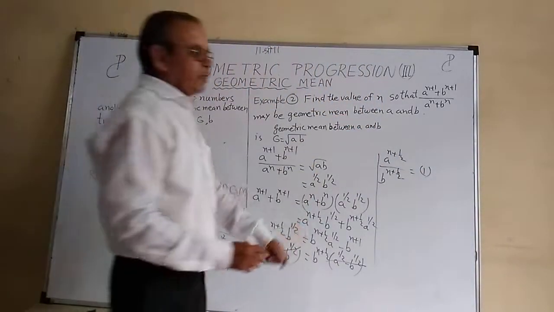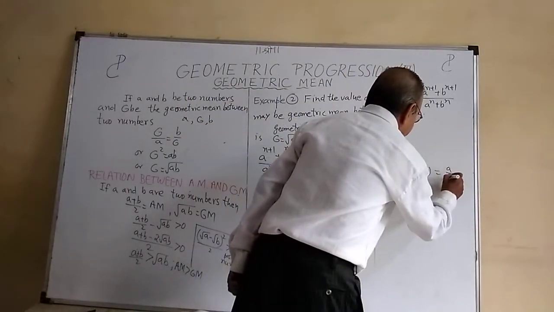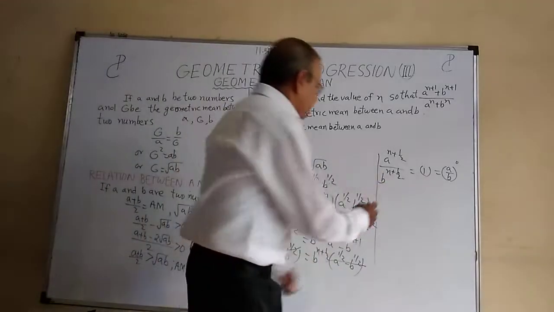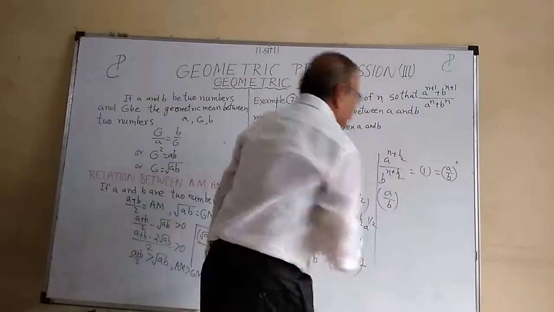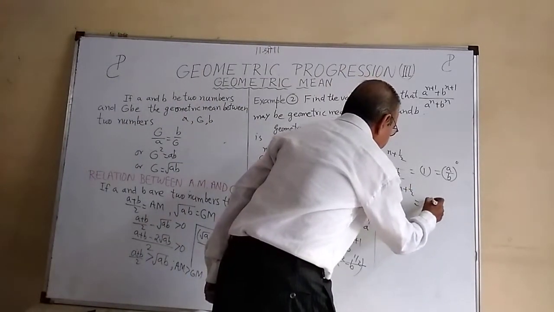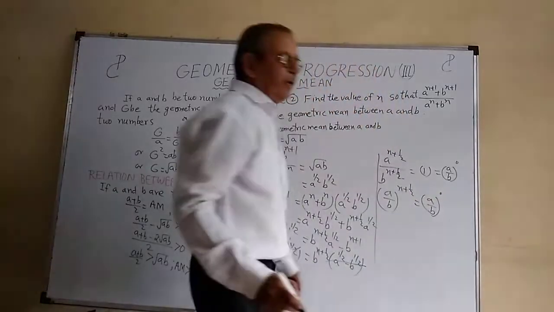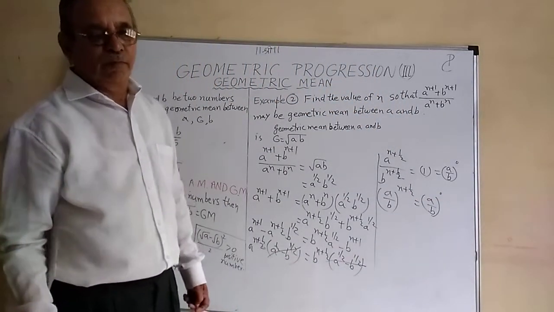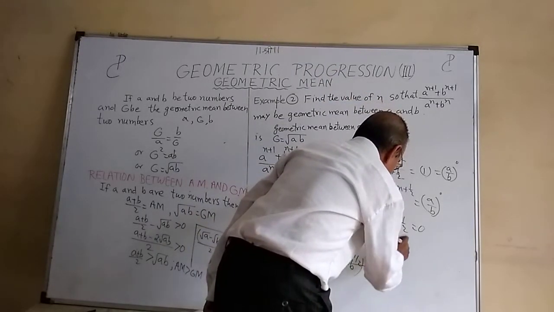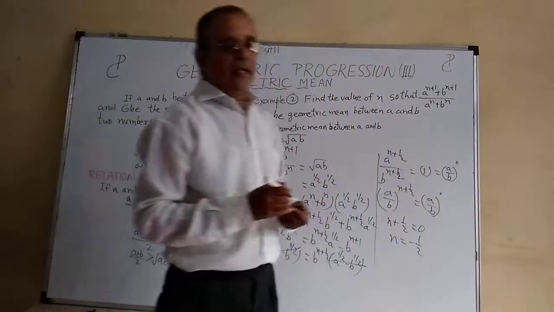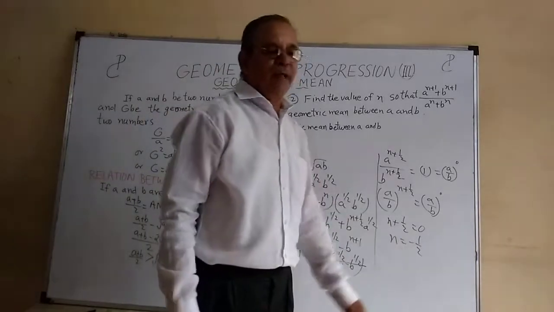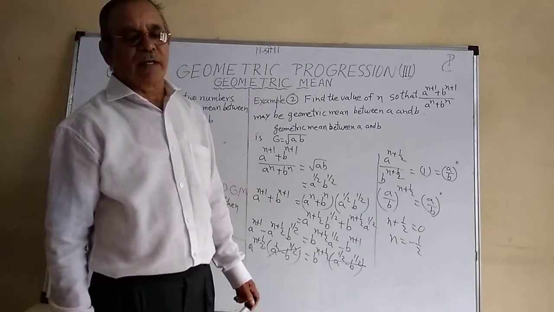And this 1 is written as a upon b to the power 0. This a upon b to the power n plus half and a upon b to the power 0. So this is written as n is equal to minus half. So this is the representation of n as minus 1 by 2.